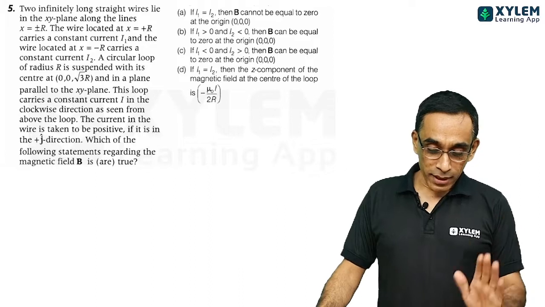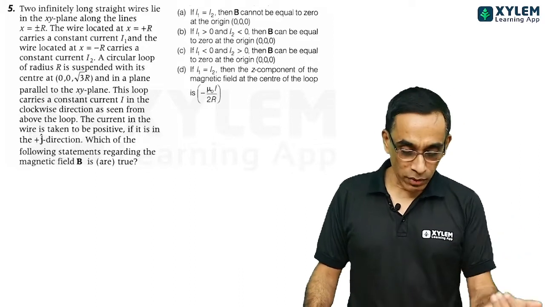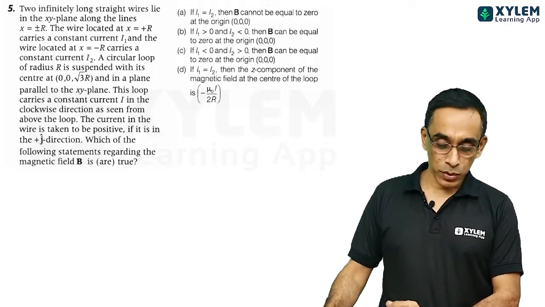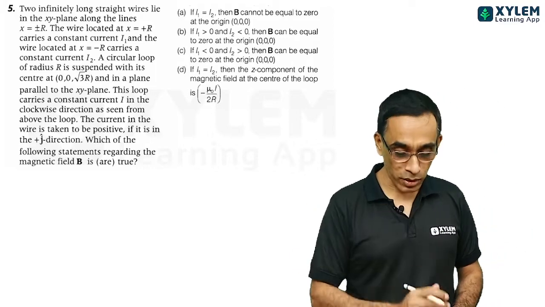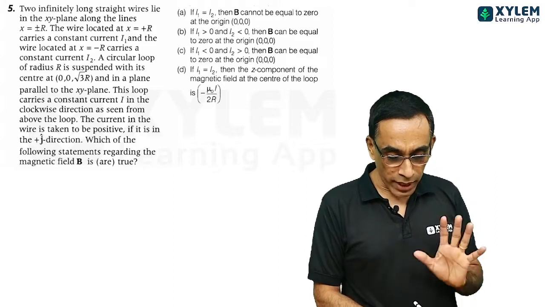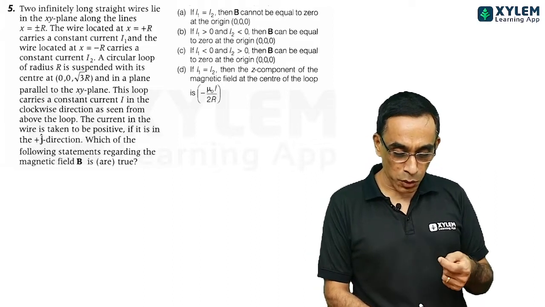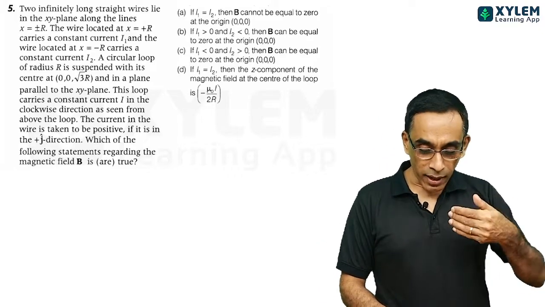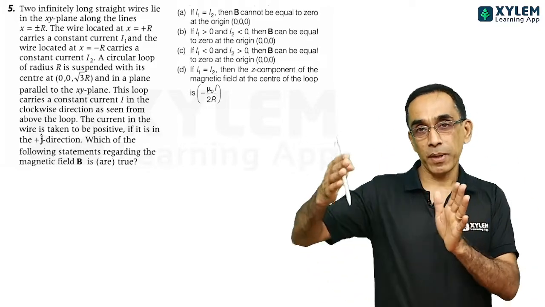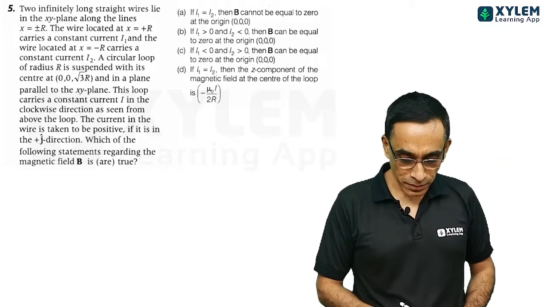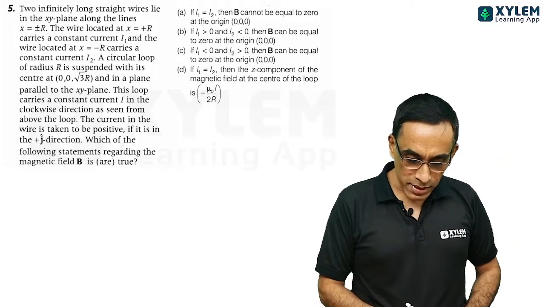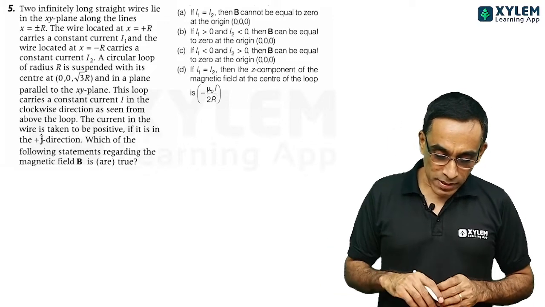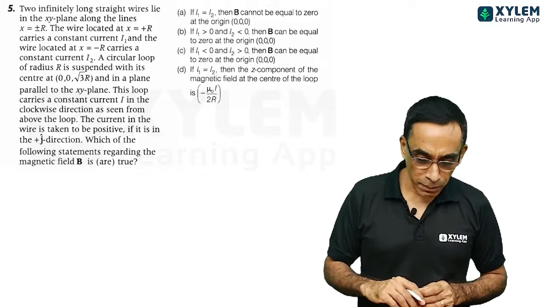The wire located at x equal to plus r carries a constant current I1, and the wire located at x equal to minus r carries a current I2. So they carry constant currents. Direction is not given. A circular loop of radius r is suspended with its center at (0, 0, root 3 r). That means on the z-axis, and in a plane parallel to the xy plane. This loop carries a constant current I in the clockwise direction as seen from above.